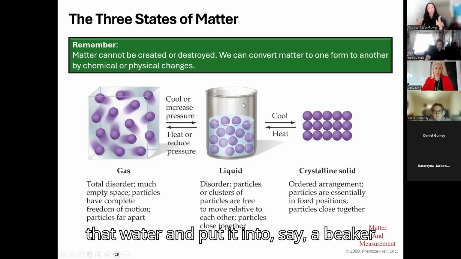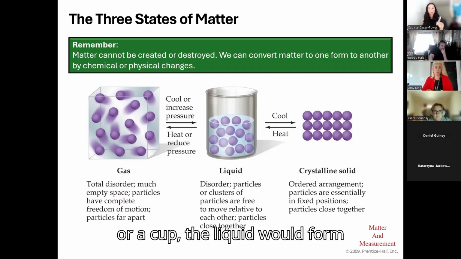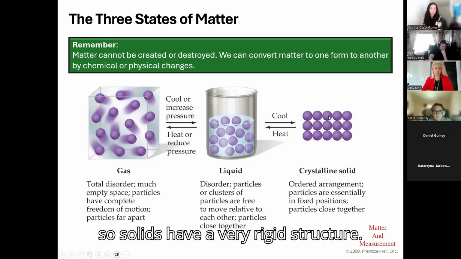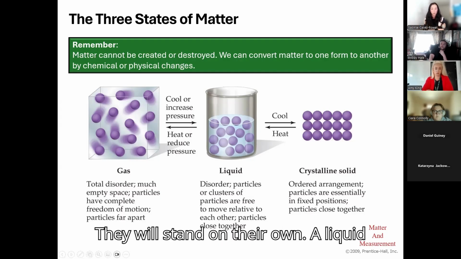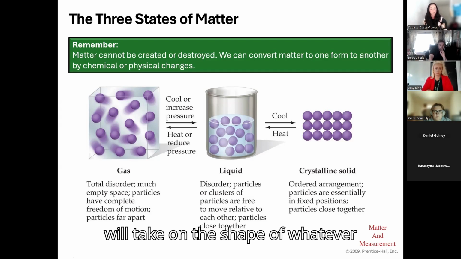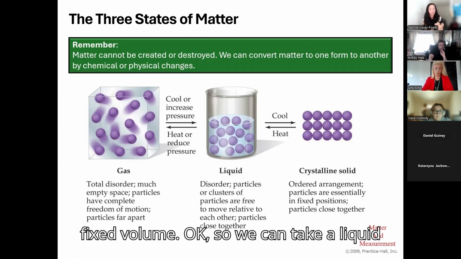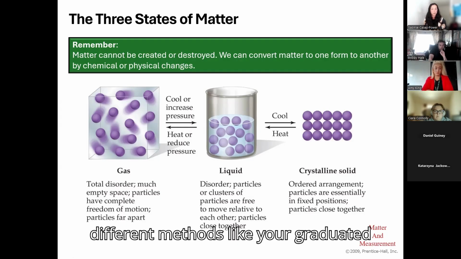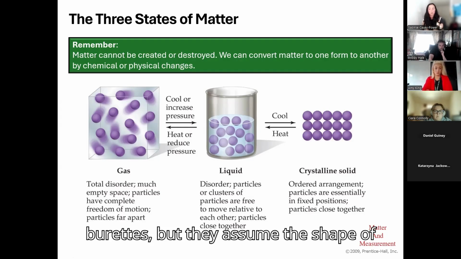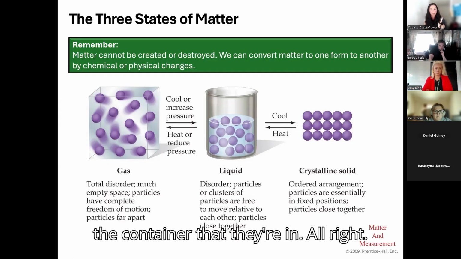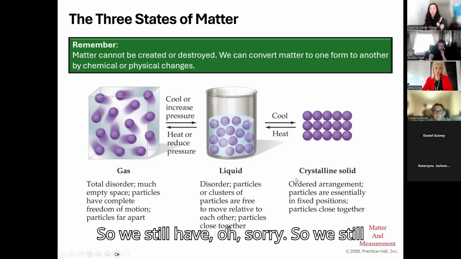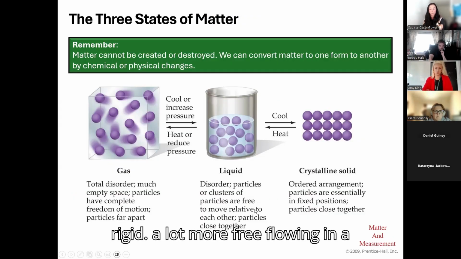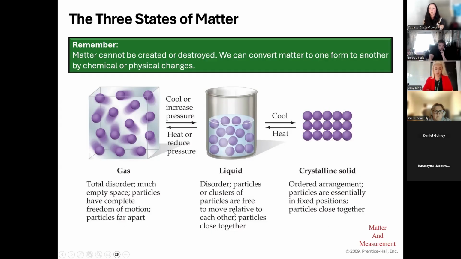Liquids, if you were to take that water and put it into, say, a beaker or a cup, the liquid would assume the shape of that cup. So solids have a very rigid structure. They will stand on their own. A liquid will take on the shape of whatever container it's in. But they do have a fixed volume. So we can take a liquid and measure its volume accurately using different methods like your graduated cylinder or your pipettes or burettes, but they assume the shape of the container that they're in. So we still have our interaction, but it's a lot less rigid and a lot more free flowing in a liquid in comparison to a solid.